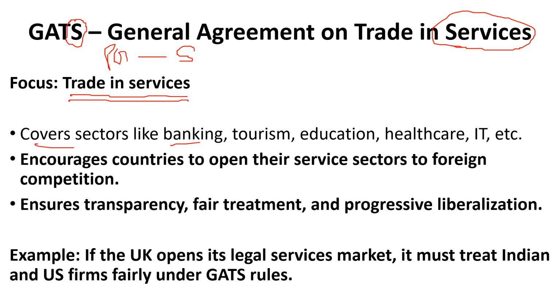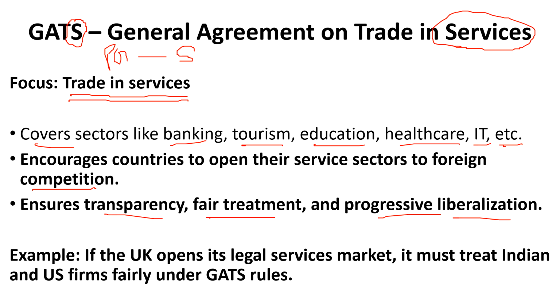So how is GATS working? It covers sectors like banking, tourism, education, healthcare, IT, and etcetera, because these sectors are mainly in the service sector. Understand? It encourages countries to open their service sector to foreign competition. Understanding? So it is also focusing on reducing the barriers in trade, especially in services. Understanding? It ensures transparency, fair treatment, and progressive liberalization, addressing any barriers coming under the trade of services in the member countries.